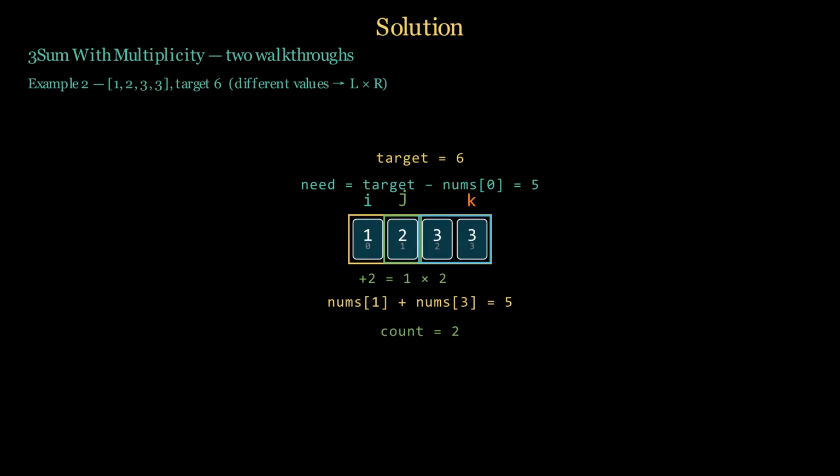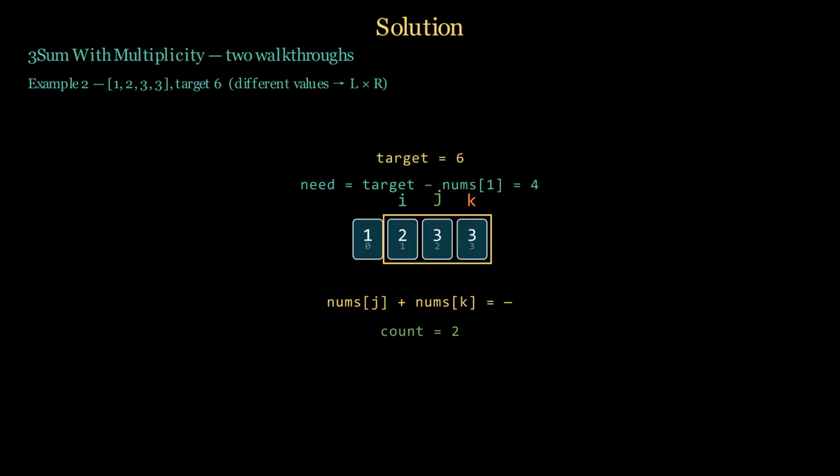Two different values at the ends, each choice of index in the left run pairs with each index in the right run. Run length 1 times run length 2 gives 2 index triplets for this i. Then advance j and k past both runs, like skipping duplicates but crediting the full counts first. Inner 2-pointer pass ends for this i.